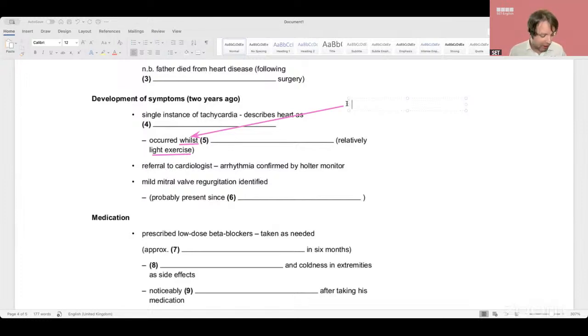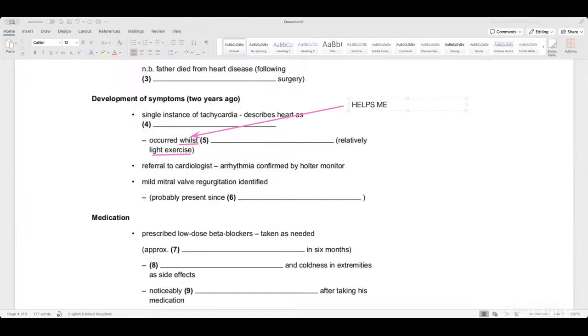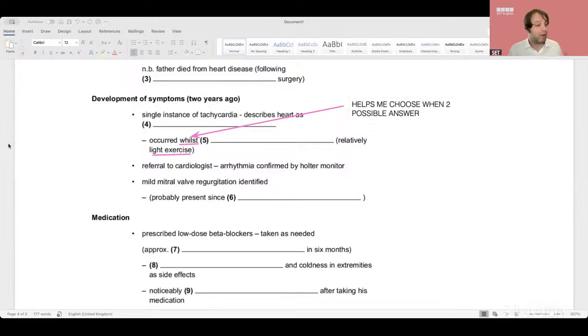It's not helping me to know, okay, I'm here. The answer is coming soon. It's not helping me like that. Sene, what is it doing, whilst light exercise? Anyone? It helps me when there are 2 possible answers, to choose the correct answer. Okay. So a very common thing, the OET usually do this 2 or 3 times in the test. What they will do is they'll give you more than one possible answer.